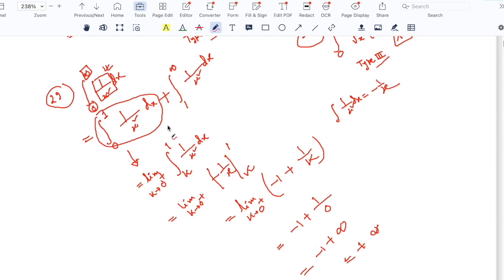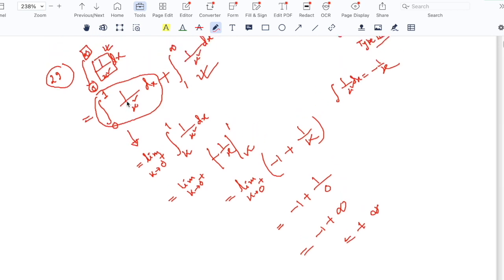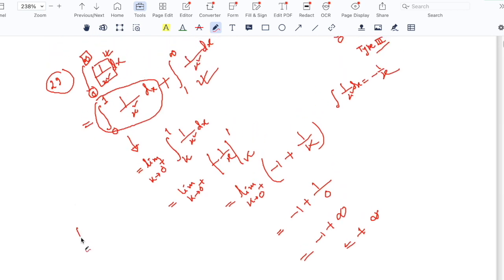If the first integral diverges to infinity, then you don't need to evaluate the second one. The whole integral will diverge to infinity. So the result of this integral will be what? This integral from 0 to infinity of 1 by x square dx has no value because it diverges to infinity.